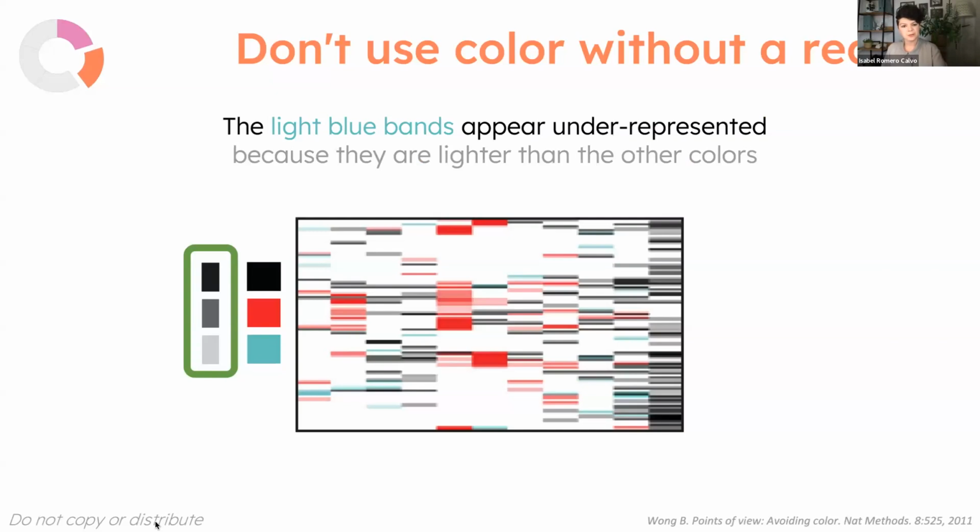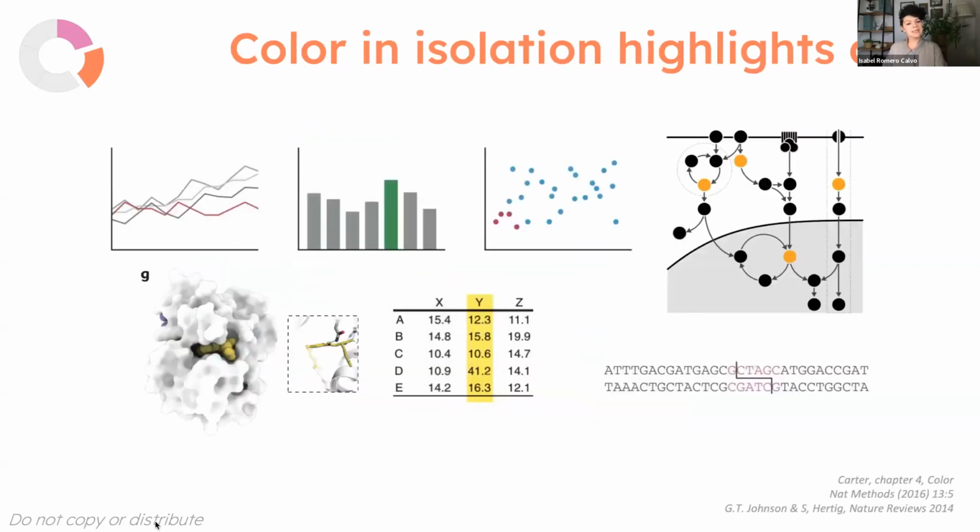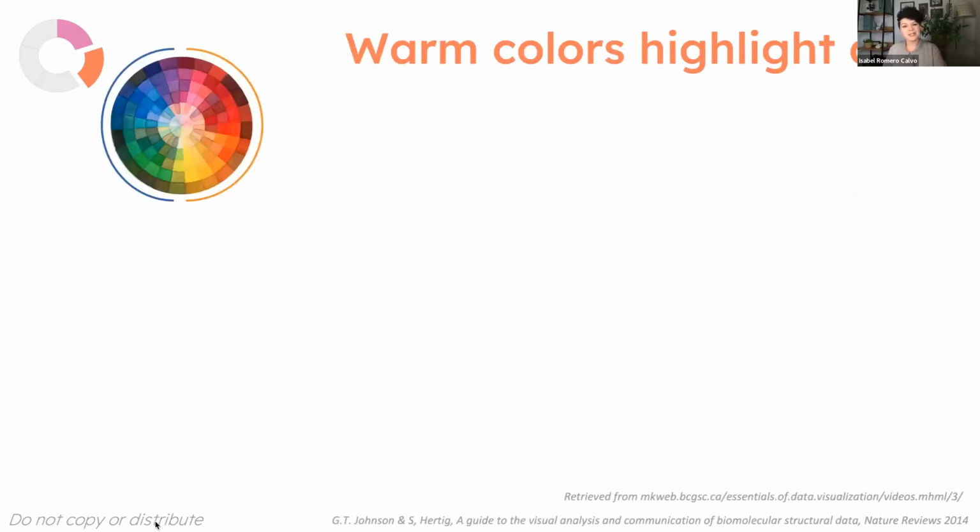So when you think about color for any type of visual representation, make sure that you think about what you need to express, what type of data you have, and how you can use color best. As I said before, color in isolation really works to highlight data. These are some of the examples where just a touch of color works much better than color all over the place, especially warm colors.